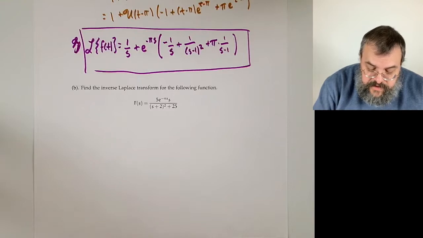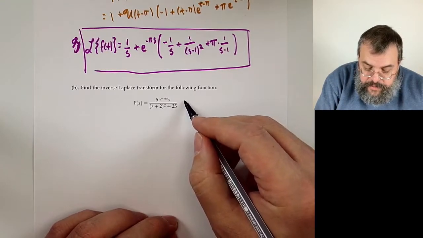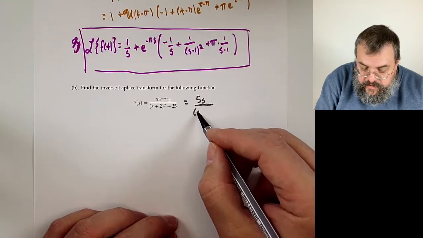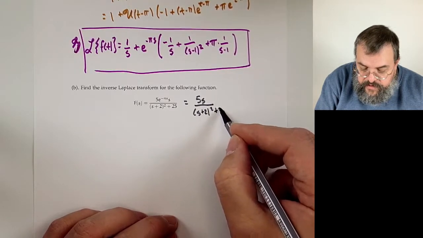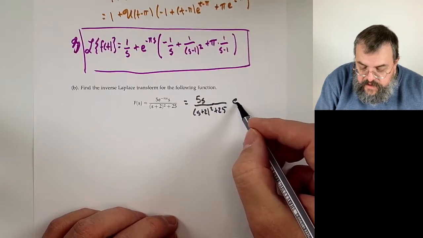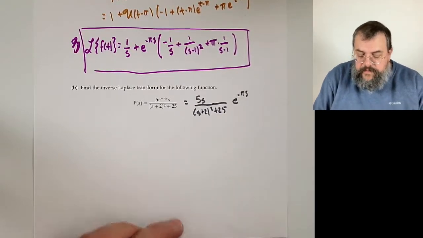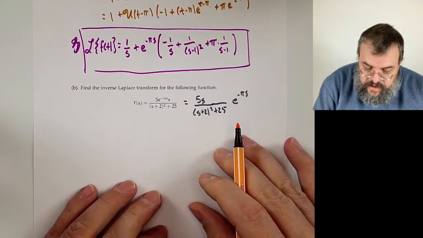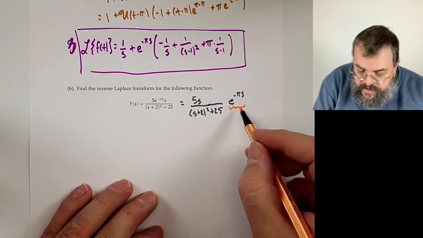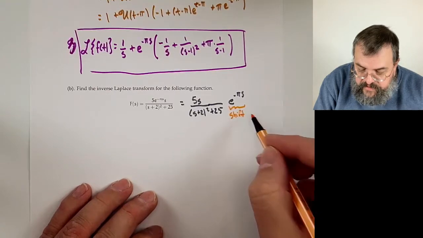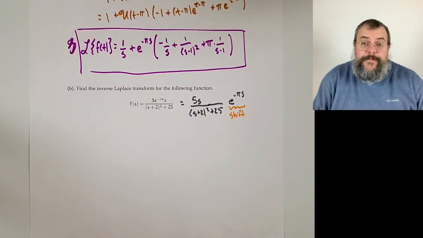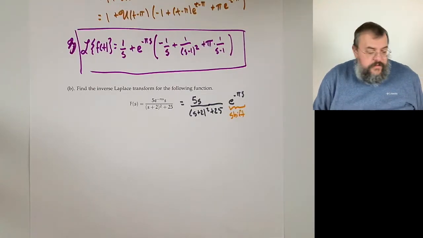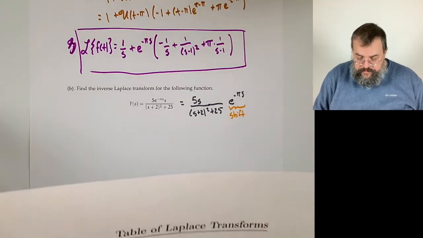Notice there's the e to the minus pi s. So I'm going to put that to the side. So I think this is 5s over s plus 2 quantity squared plus 25 times e to the minus pi s. And this e to the minus pi s on the end is signaling, hey, there's going to be a shift in our final answer. So we're going to be ready for that. Now the question is, how about this first part? 5s over s plus 2 squared plus 25.